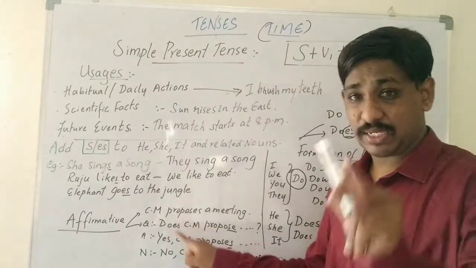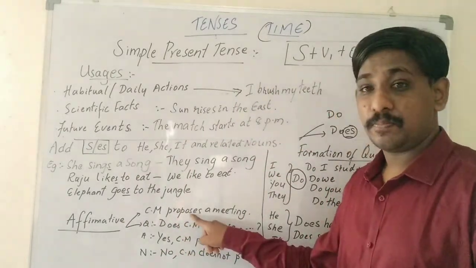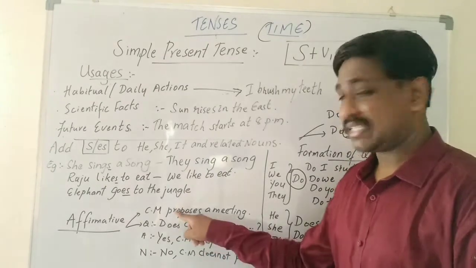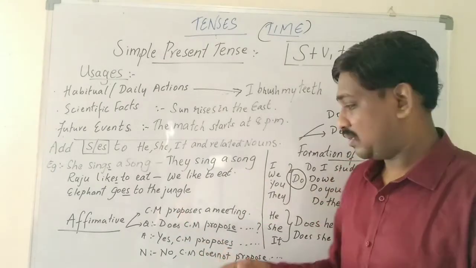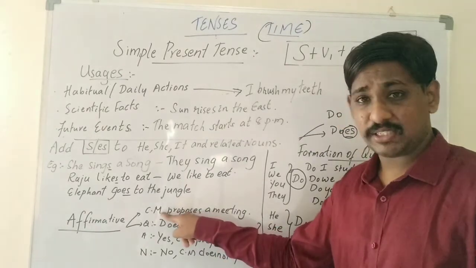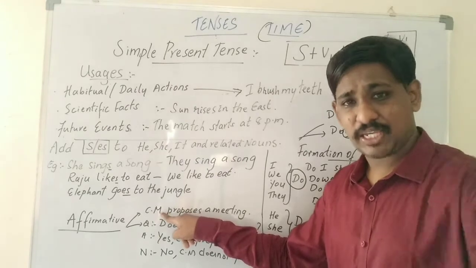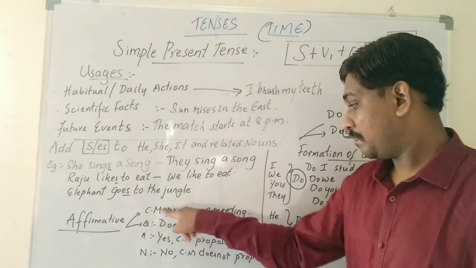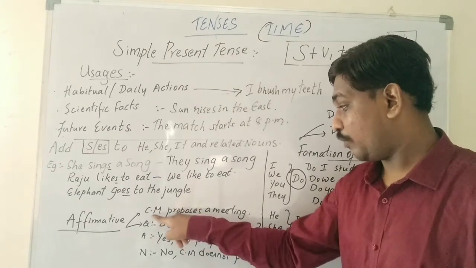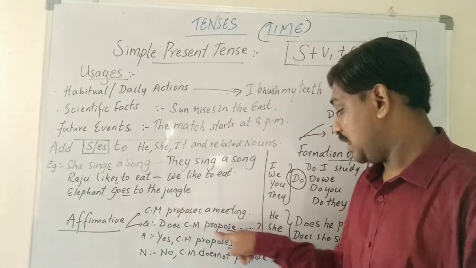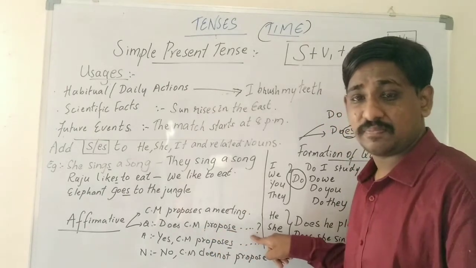So let us take one statement. CM proposes a meeting, conducts a meeting. That is a statement, that is a sentence. CM proposes a meeting. What is the question? CM, singular, yes or no? He or she. CM proposes. Does CM propose? I already told you, when does is there, you do not write yes. Does CM propose a meeting is the question.